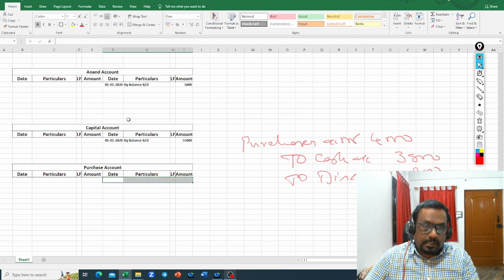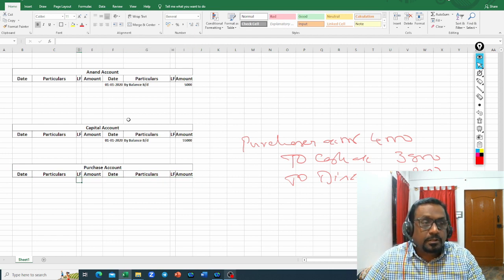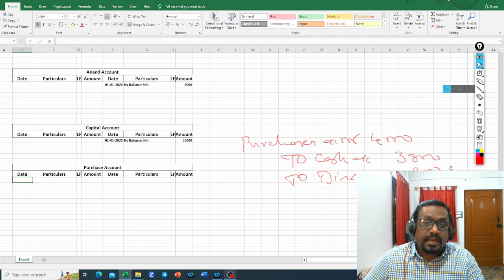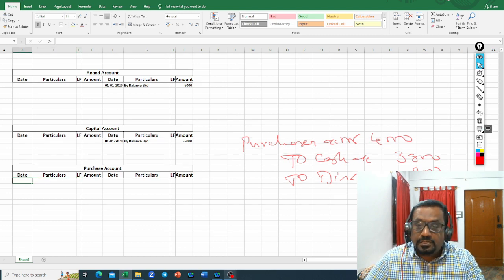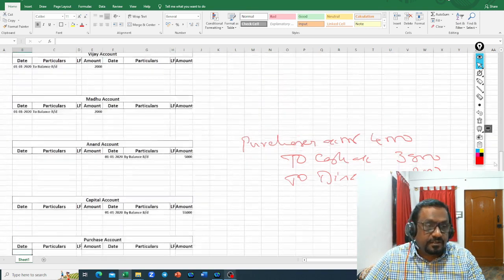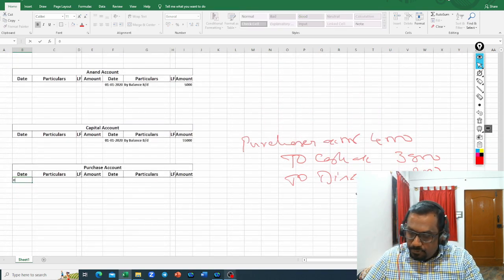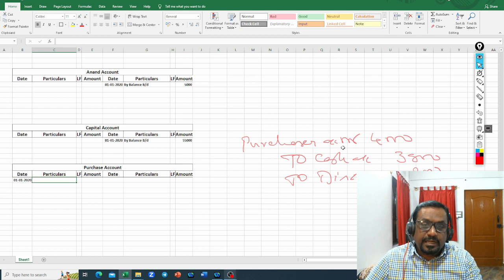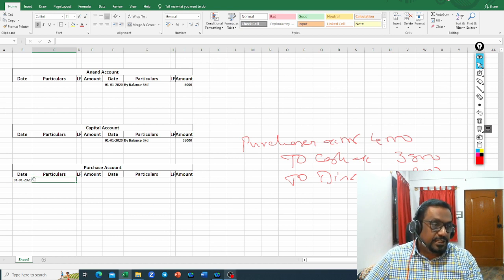This is capital account related, right? I removed it. So what we did with purchases here, we debited purchases. So we have to put this transaction on the debit side of the purchases. What date did this transaction happen? Let us go and see. The purchase transaction was on January 1st. Let us put 01 01 2020. So we debited purchases, hence we are writing on the debit side of the purchase.